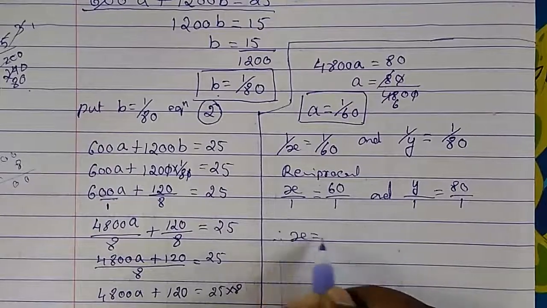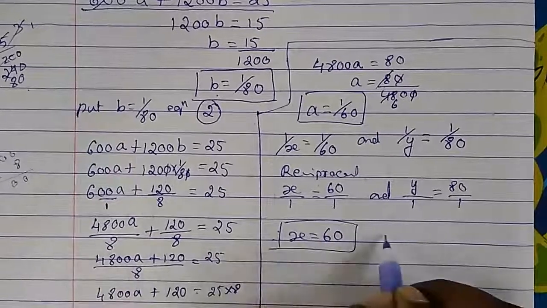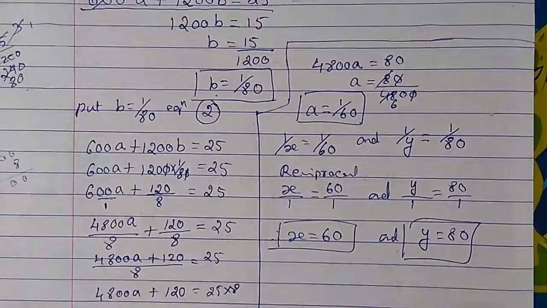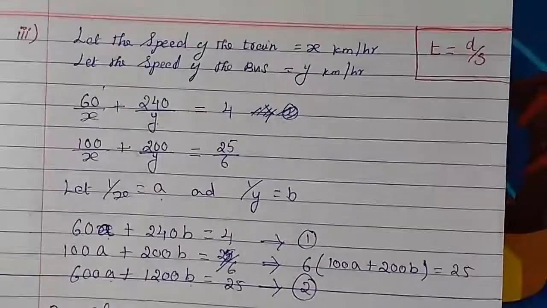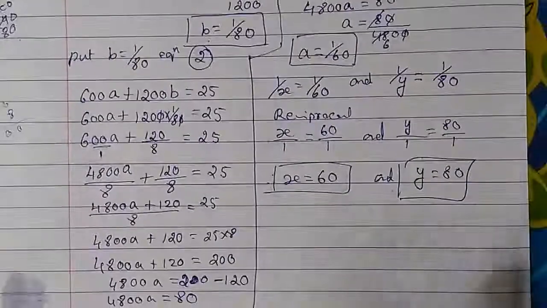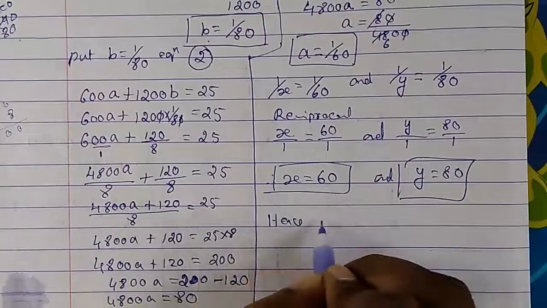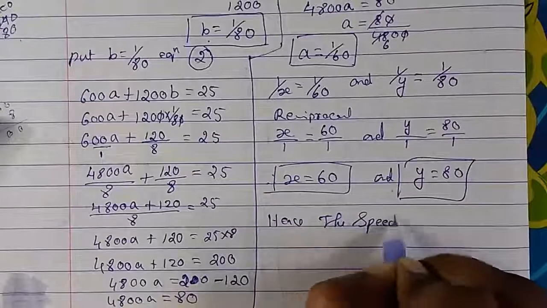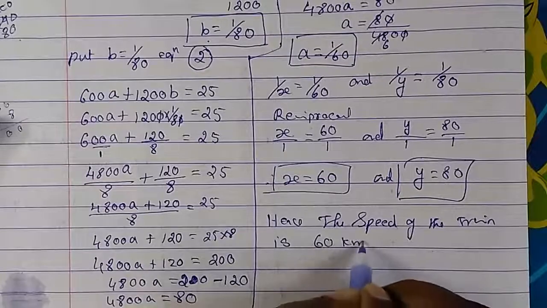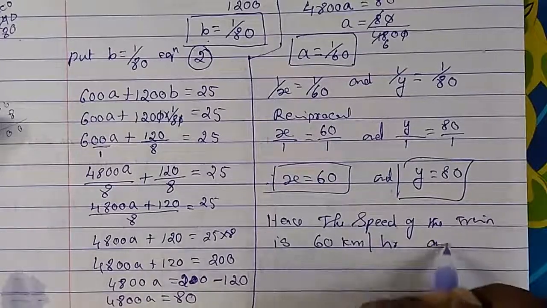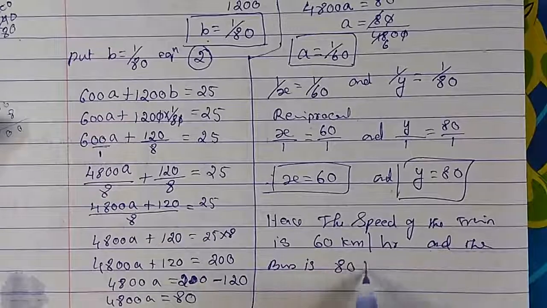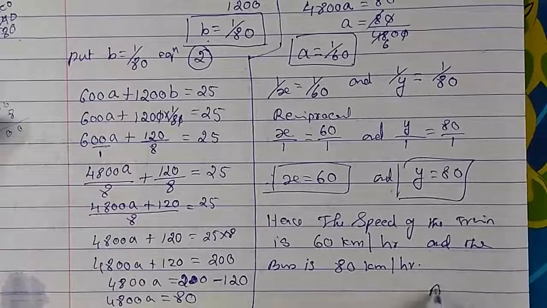Therefore X equals 60 and Y equals 80. And X and Y, what are they? X and Y are the speed of the train and speed of the bus. So write down here, hence the speed of the train is 60 km per hour and the bus is 80 km per hour. So this is our answer.